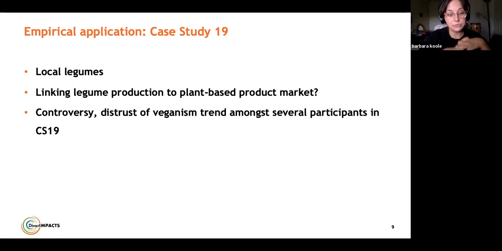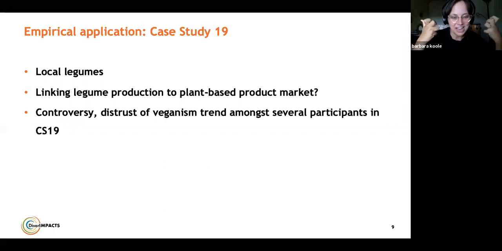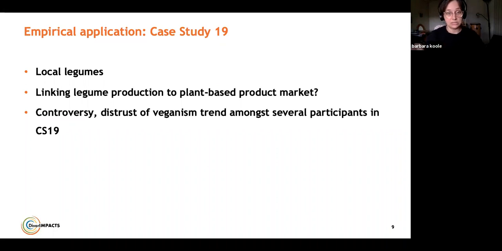It was quite a logical combination in the head of the project management to make this link, to see this as a big opportunity for the project to maybe link to these plant-based product markets. However, this created a lot of distrust and controversy amongst several participants in the case study. So on the first project meeting, with already quite a big part of the group present, this created quite a lot of discussions, even quite heated discussions, because people were just disagreeing and distrusting and not wanting to jump onto this trend.